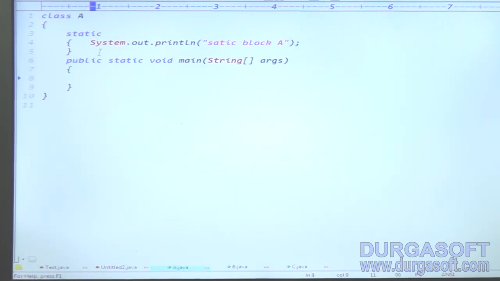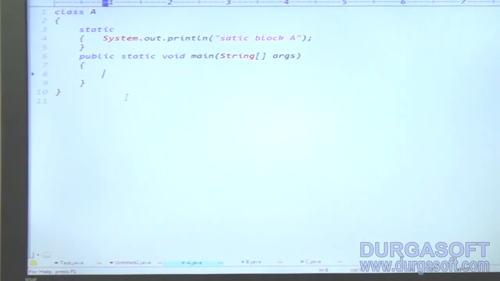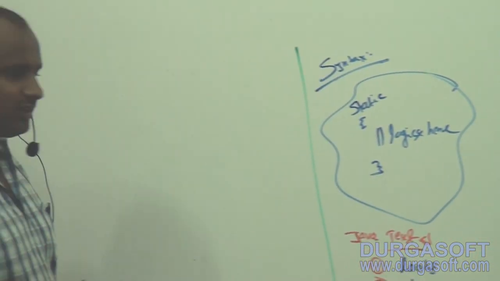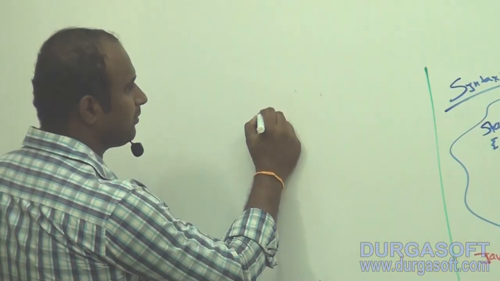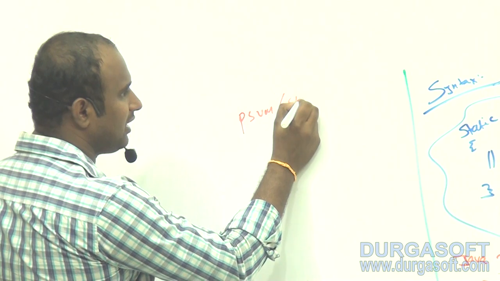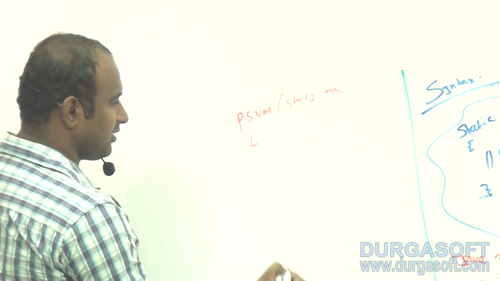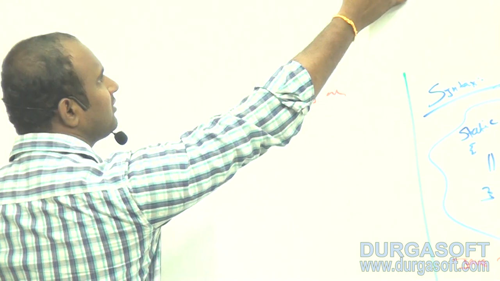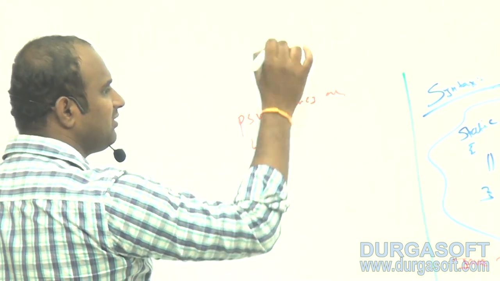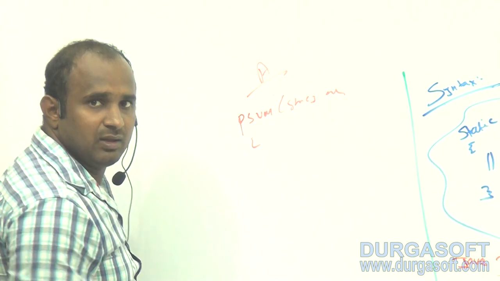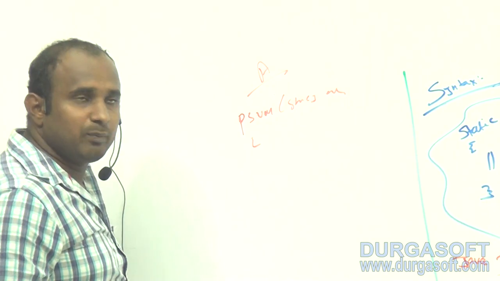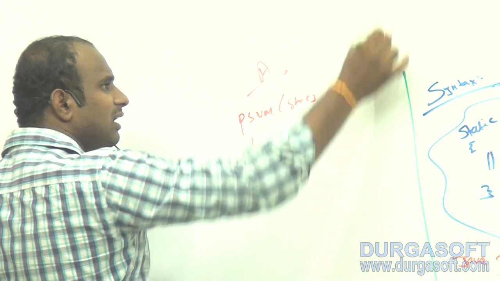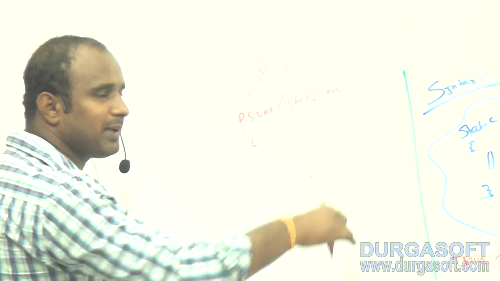So inside A.java, in the A.java file, main is there: public static void main, String array args I declare. I have two classes, B class and C class. Inside the A class, can you please load the B class and C class programmatically?